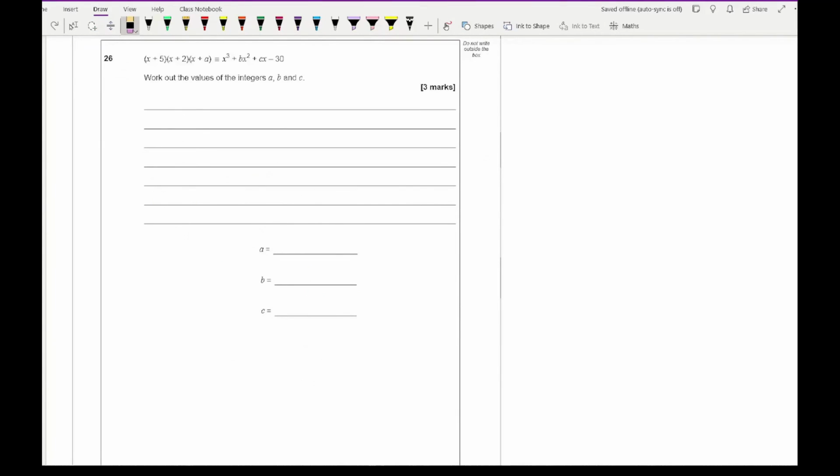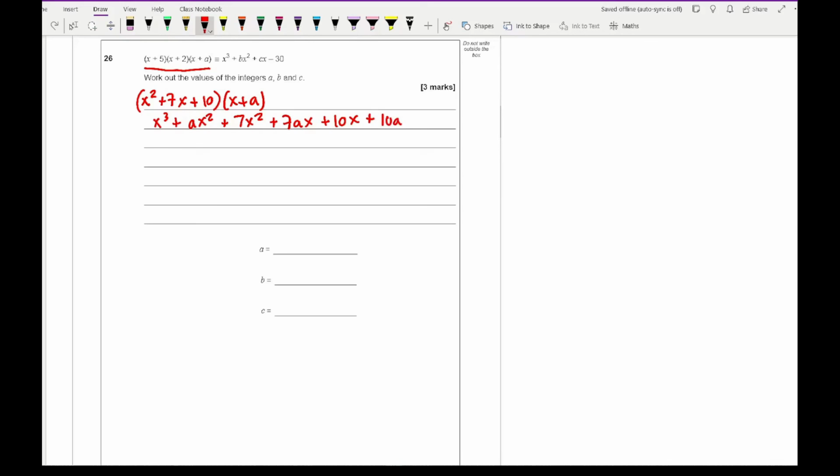So looking at question 26, it says that we need to work out the values of integers a, b and c. Now this question relates to comparing coefficients. Now the first thing we want to do is expand this left hand side out first. So here, if I expand the first two brackets and just take one bracket at a time, I'm going to end up with x squared plus 7x plus 10, and that's being multiplied by x plus a. Now if I then expand this out, what I end up with is x cubed plus ax squared plus 7x squared plus 7ax plus 10x plus 10a.